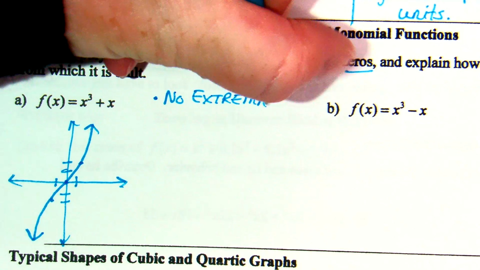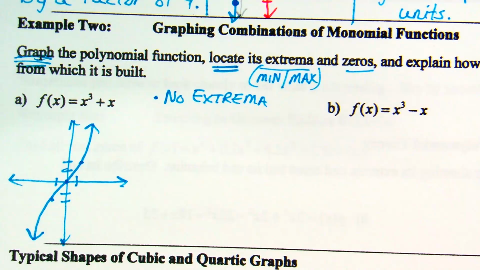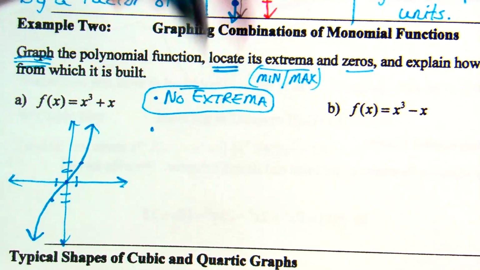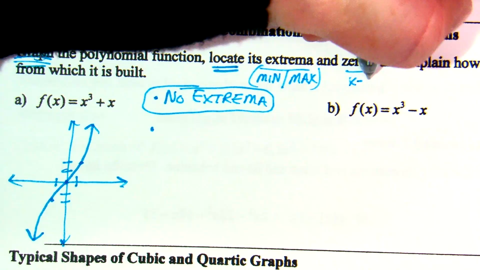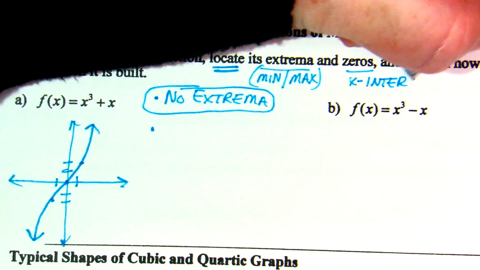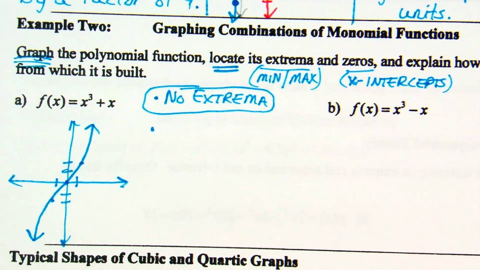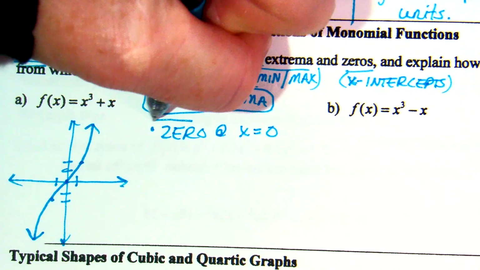And again, I will write up here by the word extrema, min-max. Okay. The next question is zeros. Again, vocab word, we need to know what zeros are. What are zeros? Yeah, where the line crosses the x-axis. So they are my x-intercepts. What x-intercepts do I have? 0, yes? So I have a 0 at x equals 0.